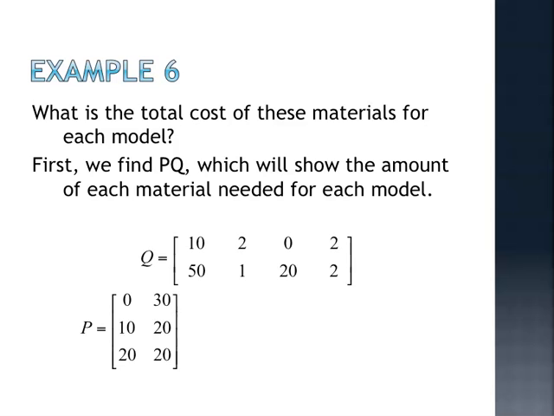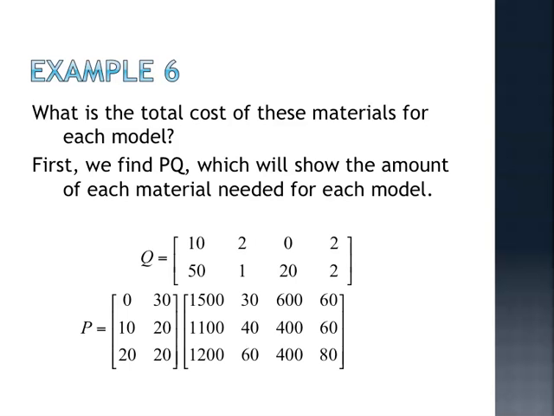So, if we multiply P times Q, now it's going to give us a new matrix, and in that matrix it's going to tell us for model A how much concrete do we need? For model B, how much concrete do we need? For model C, how much concrete do we need? And then it will tell us all the information for lumber, brick, and shingles for each model A, B, and C as well.